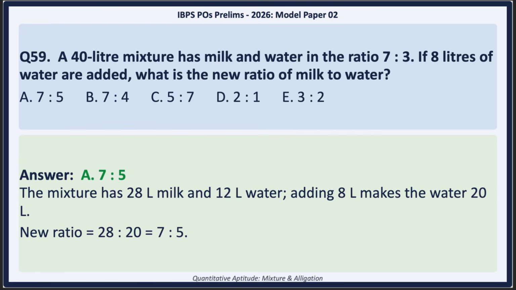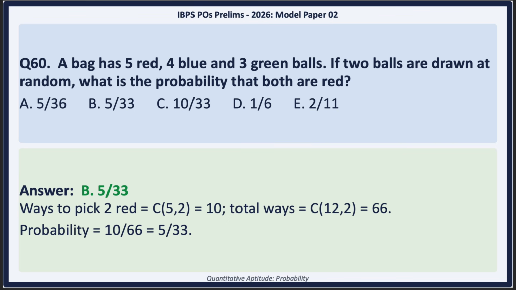Perfect. Question 60 is probability. An urn contains 5 red, 4 blue, and 3 green balls. If you draw 2 balls at random, what's the probability both are red?